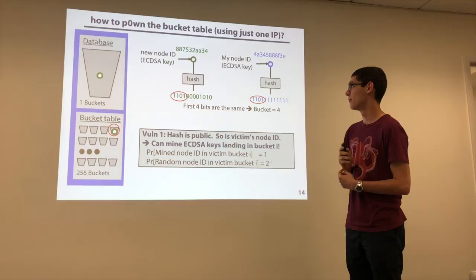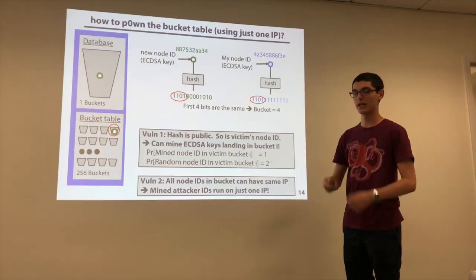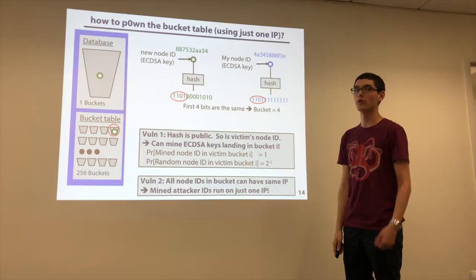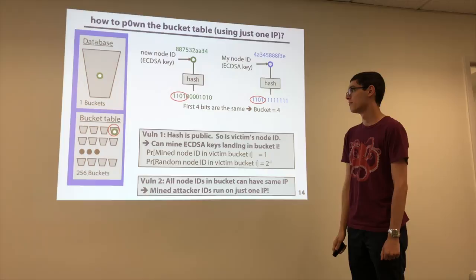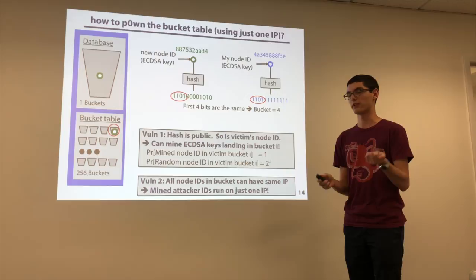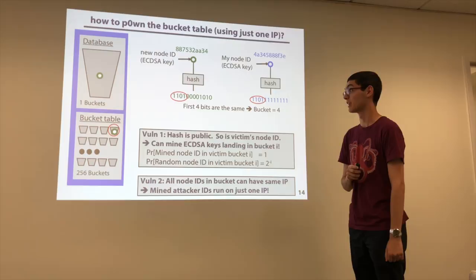And the second vulnerability, these both help make it low resource, is that all node IDs in the bucket can have the same IP. Again, because nodes aren't identified by IP address, you can just run all these IDs from one IP. So you don't need to buy all these computers, I just ran it on my Mac. And you might be confused, like why do we need these vulnerabilities if we had vulnerability zero where no honest nodes would come? We're assuming no honest nodes from the seeding, we're assuming that vulnerability zero has been fixed. These two still exist and make it really easy to get it.